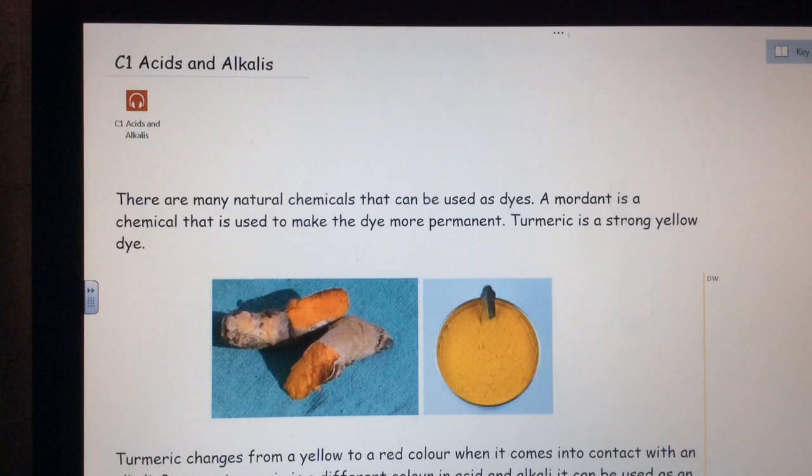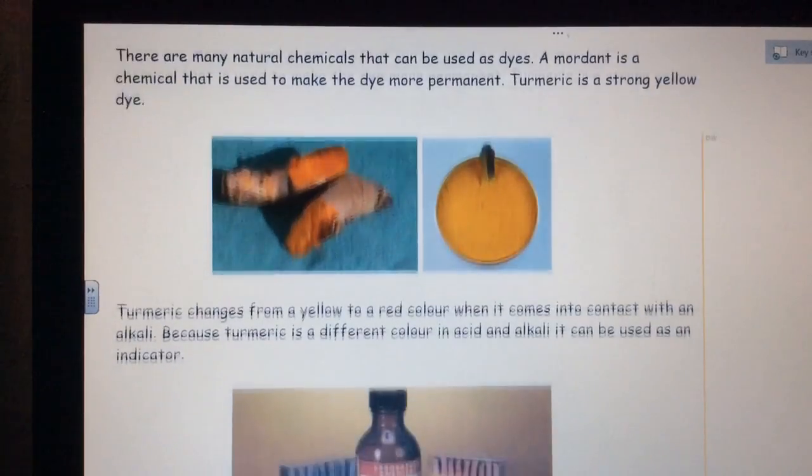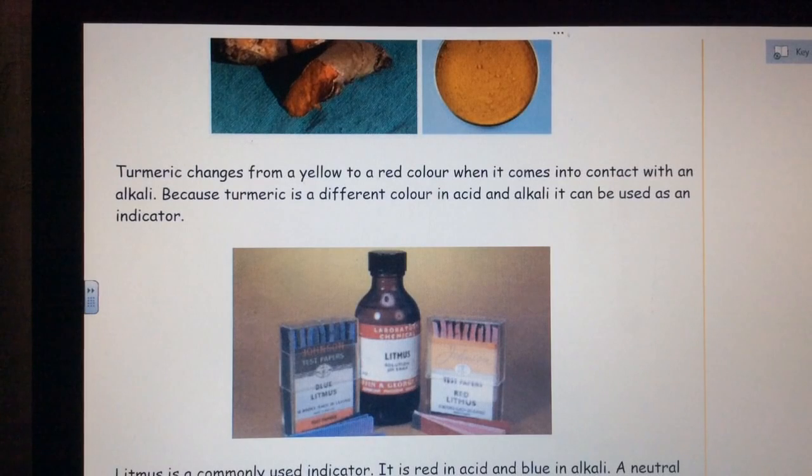C1. Acids and alkalis. There are many natural chemicals that can be used as dyes. A mordant is a chemical that is used to make a dye more permanent. Turmeric is a strong yellow dye. Turmeric changes from a yellow to a red colour when it comes into contact with an alkali. Because turmeric is a different colour in acid and alkali, it can be used as an indicator.